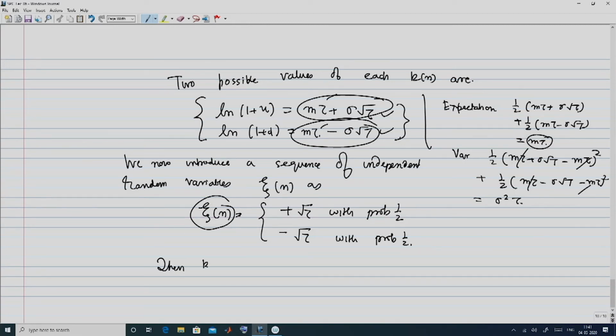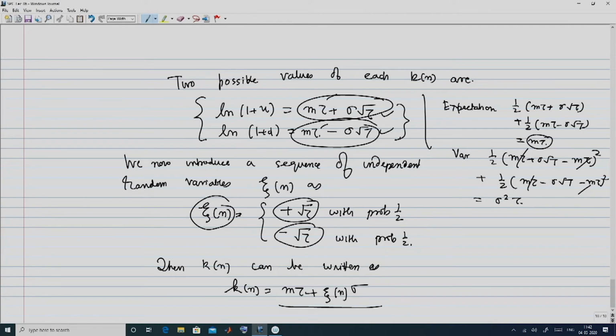Now, once I have this definition of xi n, I can actually combine these two possible values, and so then k n can be written as k n is equal to m tau, and then I have the sigma term. The only place where these are distinguished is plus square root of tau and minus square root of tau. So, I can write this as m tau plus xi of n into sigma. So, you can easily see that k n takes the value of m tau plus square root of tau sigma with probability half, and m tau minus square root of tau sigma with probability half. So, this is xi.